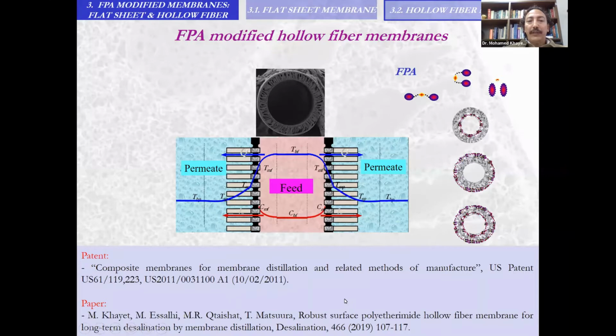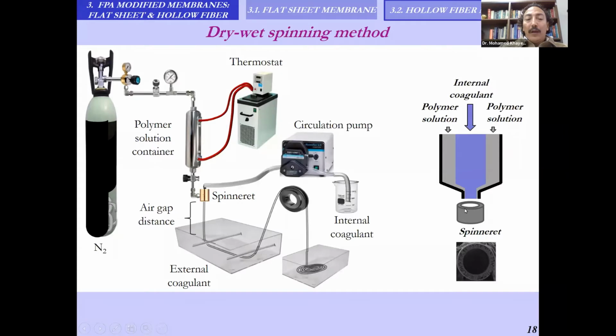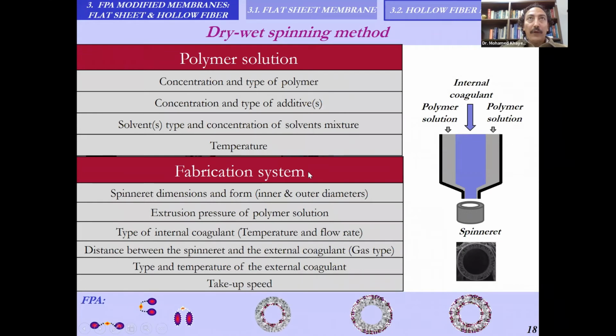Let's move now to the modified hollow fiber membranes. The situation here is very challenging because this FPI can migrate towards the inner surface, the outer surface, or both the inner and outer surface. The dry-wet spinning technique is normally the method used to prepare the hollow fibers. As you can see here, we have a lot of parameters associated at the same time. So studying the migration of FPI towards the inner or outer surface is very challenging, more so than for flat sheet membranes.